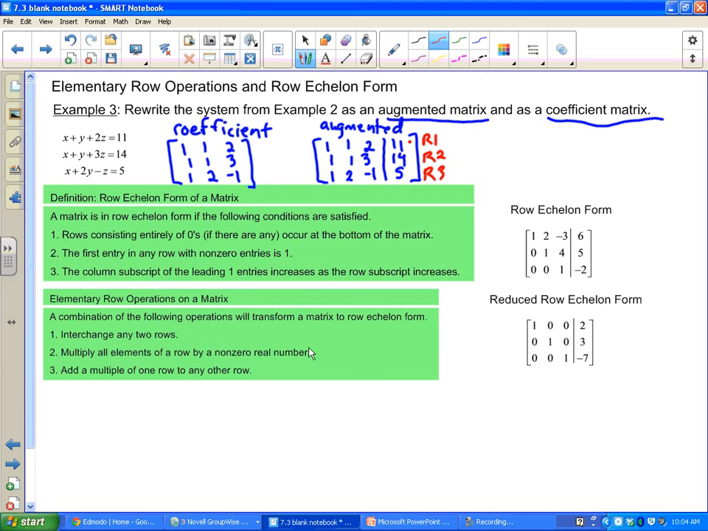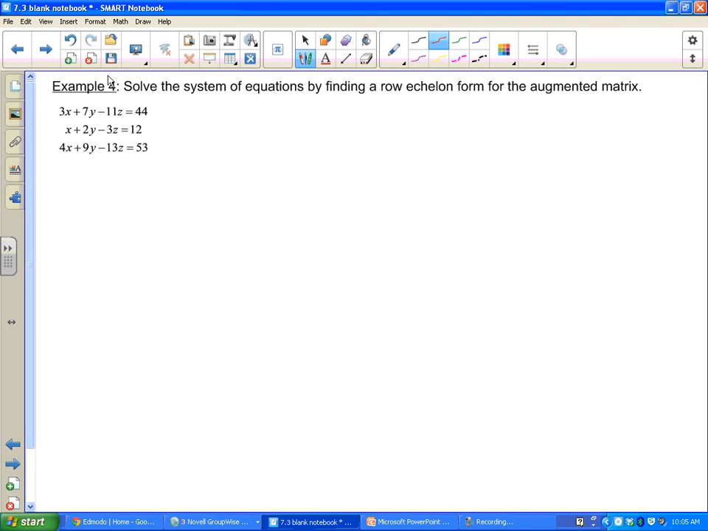The second thing I can do is multiply all elements of a row by a non-zero real number. A lot of times that's going to be a situation where we're trying to get a 1. We can multiply by something to get a 1. We have to do that to the whole row. And the third one is that I can add a multiple of one row to any other row. So those are the 3 things we're going to do to get our matrices to row echelon form or reduced row echelon form.